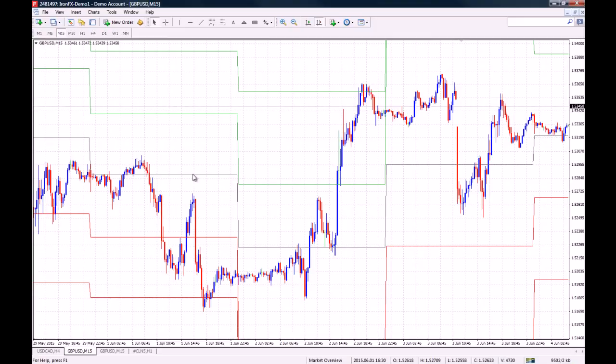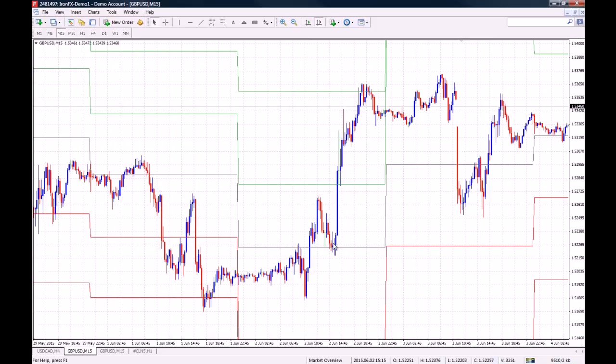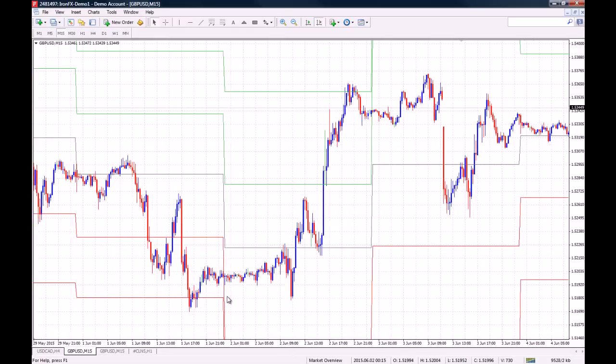You can see right here, I'm going to open this, and the dim gray line is the central pivot or the mid pivot. Then the green lines are daily support 1, 2, and 3, and the red lines are daily resistance 1, 2, and 3. Now just look at how price reacts to these daily pivots. Now let's start with this session, okay?